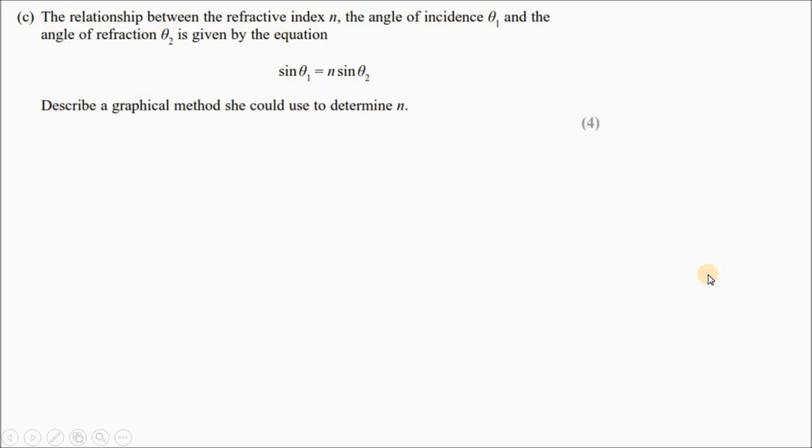C. The relationship between the refractive index n, the angle of incidence θ1, and the angle of refraction θ2 is given by the equation sin θ1 is equal to n sin θ2. Describe the graphical method she could use to determine n. So if you see the given equation, sin θ1 is equal to n sin θ2, and because we need to find n, you rearrange this equation and make n the subject. So n would be equal to sin θ1 divided by sin θ2.